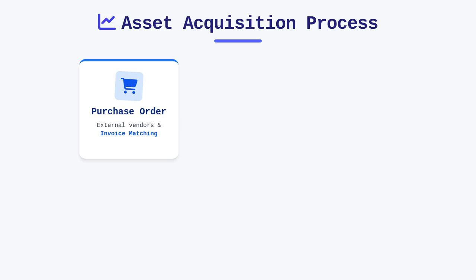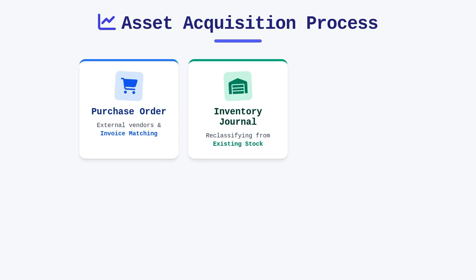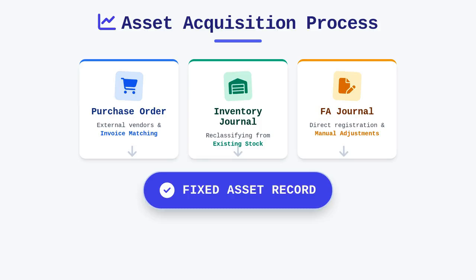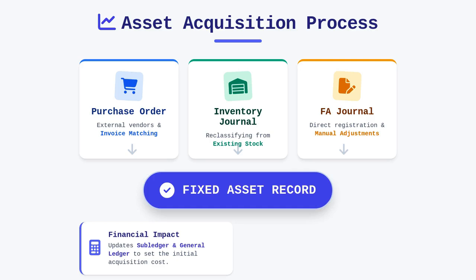Alternatively, if you are acquiring assets through inventory, you might use an inventory journal to reclassify items from your stock into fixed asset records, ensuring your balance sheet accurately reflects reality. For adjustments or manual entries, the direct fixed asset journal provides a dedicated space to register assets without needing a preceding procurement document. Regardless of the entry point, the system ultimately creates a transaction that impacts both the subledger for fixed assets and the general ledger, establishing the initial acquisition cost.